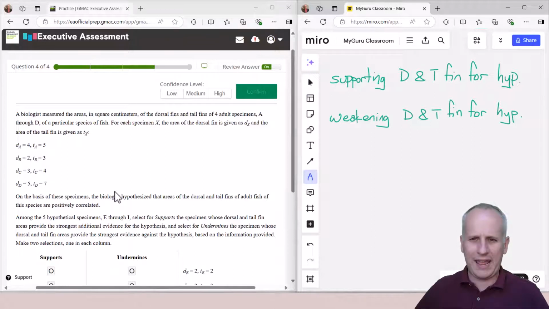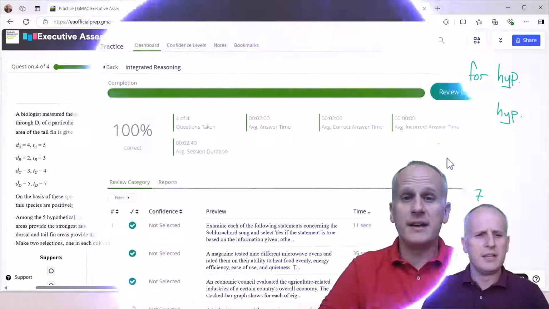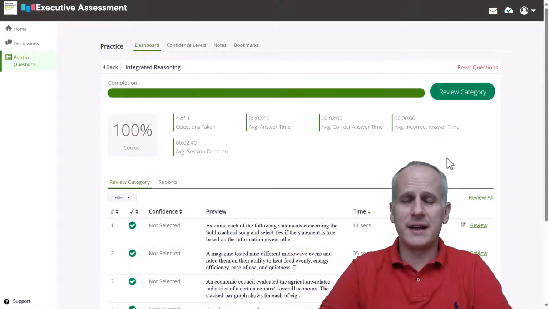And we can see that for A, D is equal to 4 and T is equal to 5. For B, the D is equal to 2 and the T is equal to 3. For C, we've got the D is equal to 3 and the T is equal to 4. And then for specimen D, we've got the D is equal to 5, meaning the dorsal fin, and T is equal to 7.